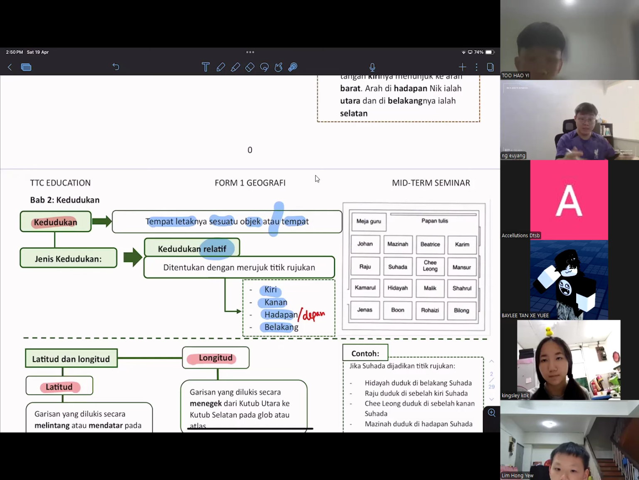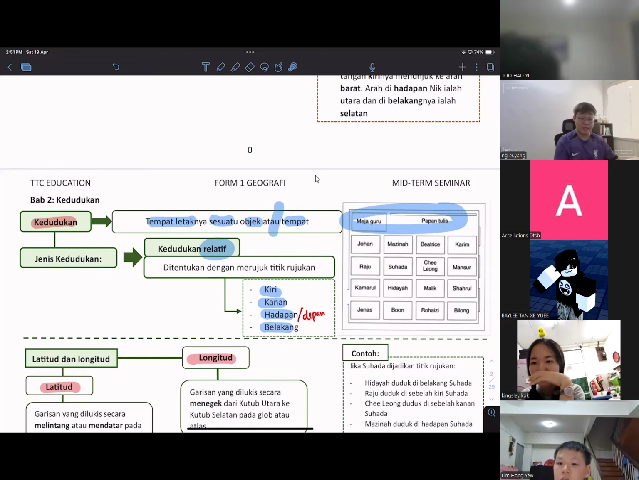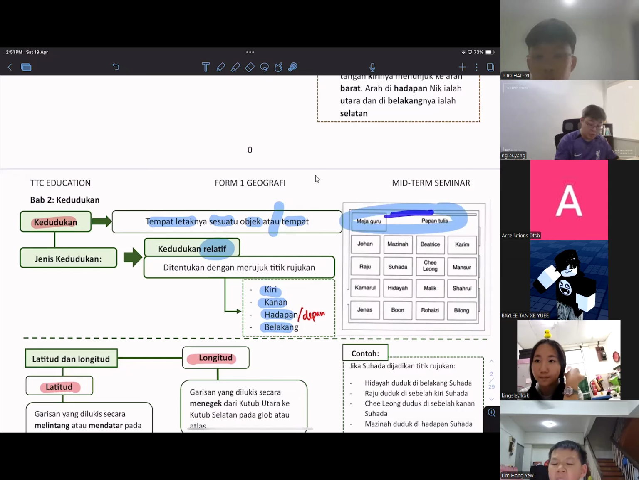Hadapan. Yes, which directions? Your hadapan is referring to the papan tulis and the meja guru. But sometimes in exercises, let's say a school exam paper, they show the papan tulis here, but the meja guru is at the back side. So which one is hadapan for the class? Still referring to the papan tulis.